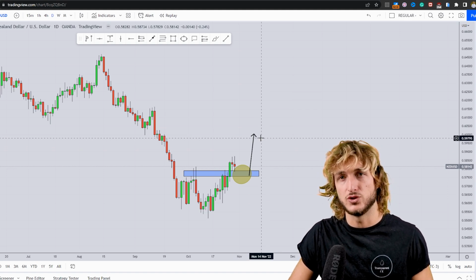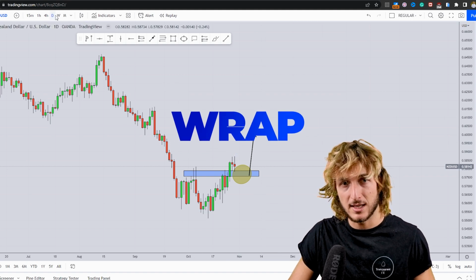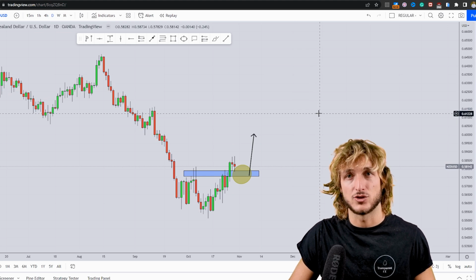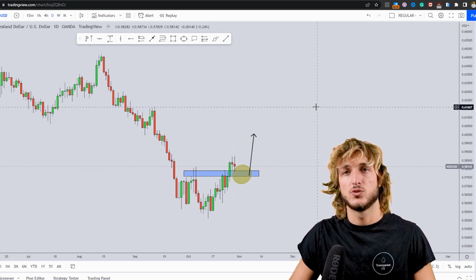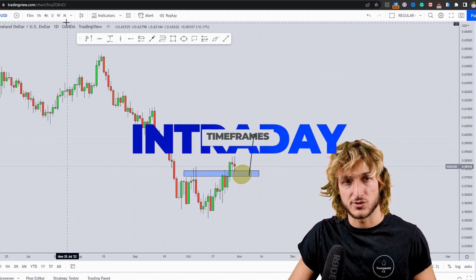So how could we be approaching this? Now, as usual, trading is reactive and not predictive. The monthly, weekly, and daily combined with the COT data, those are the best time frames from a directional perspective. However, when it comes to confirmations and entries, the best time frames are the intraday time frames, so 4 hour and lower.